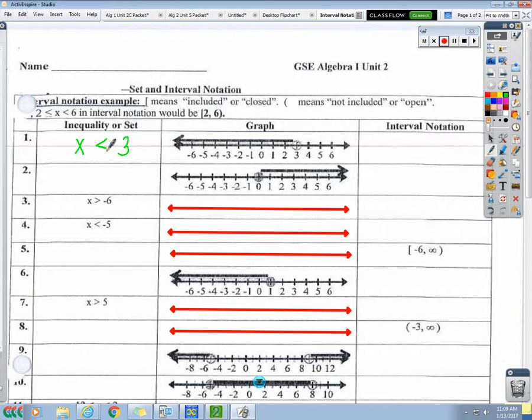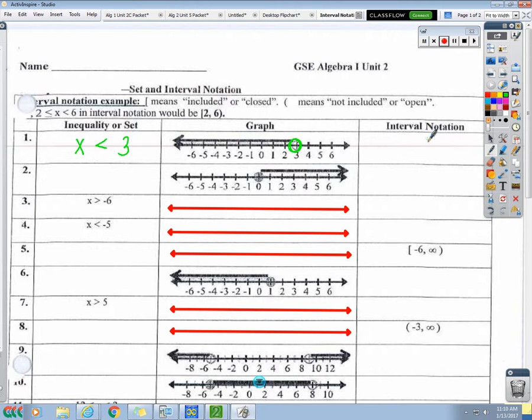Less than 3. Is 3 included in that solution set? Why not? Right, it's an open circle, not a closed circle, so that means it's not included, so you just put less than 3, you don't put an equal to bar. Now we're going to learn how to write this in interval notation. We're going to do a lot of these, so just keep watching.